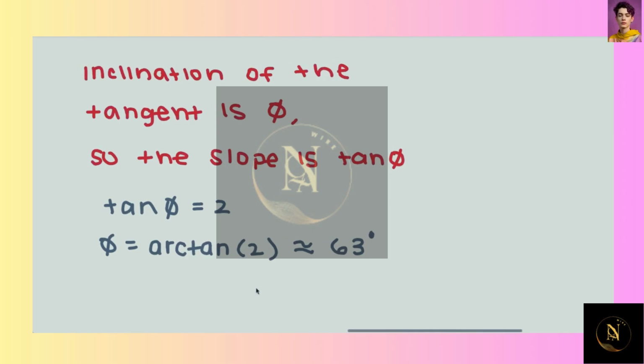63 degrees. So I hope that this problem helped you understand not only how to find the derivative using the limit definition, but also how we can incorporate our knowledge of tangents to find this angle of inclination in our parabola.